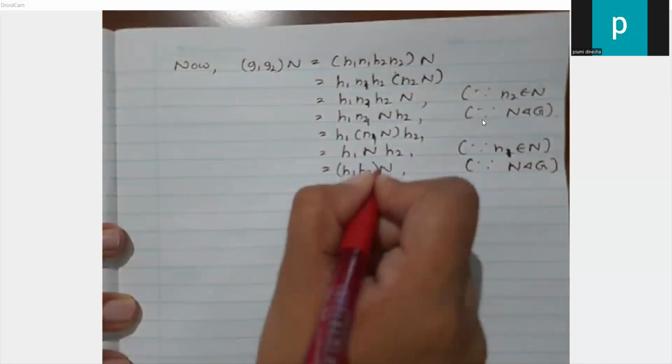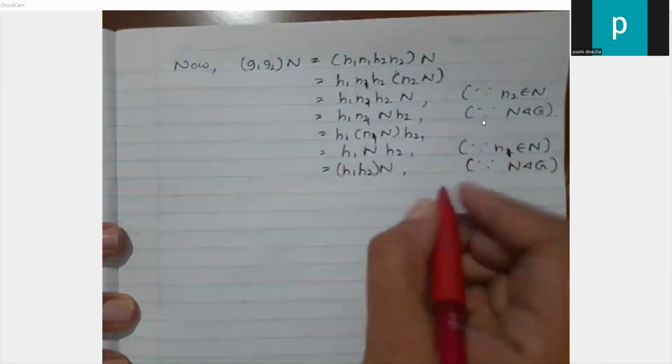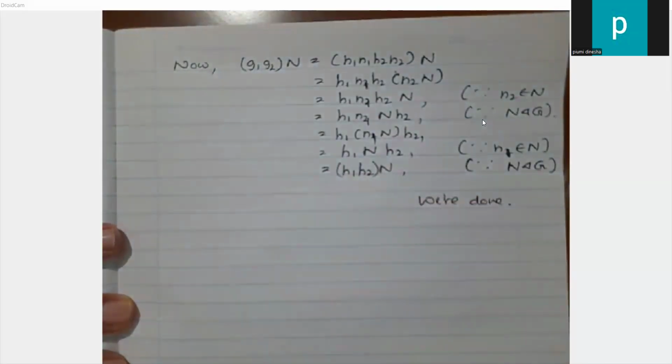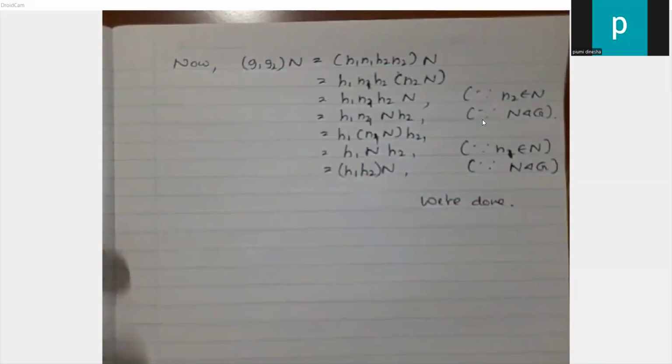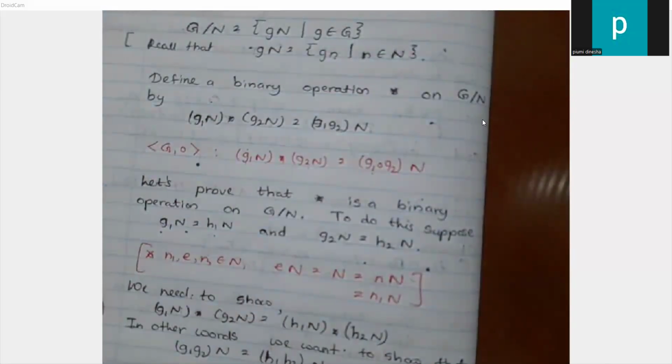So exactly what we wanted to show, g1 g2 N is equal to h1 h2 N. We are done. Star is a binary operation. No matter which representative we take, no matter how you represent the left coset, when you apply this binary operation, you get the same answer for these two cosets.